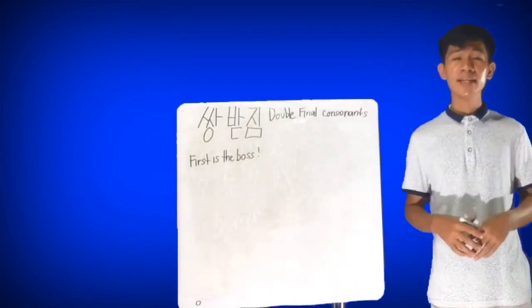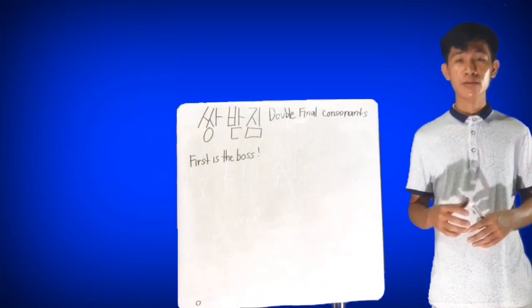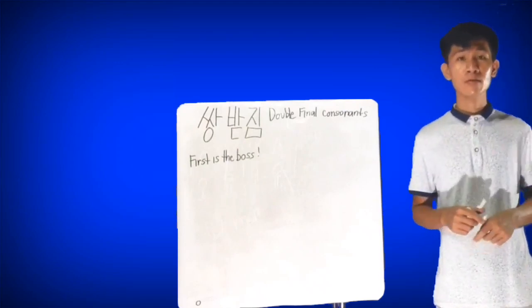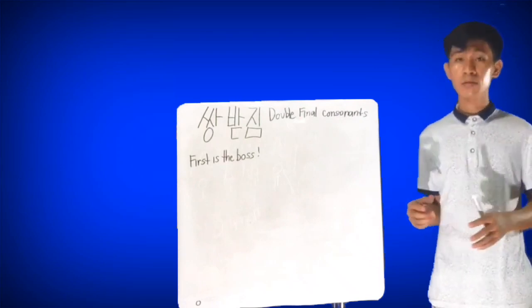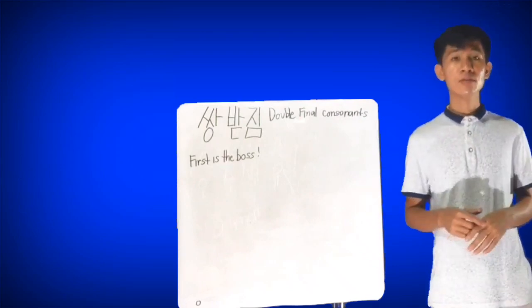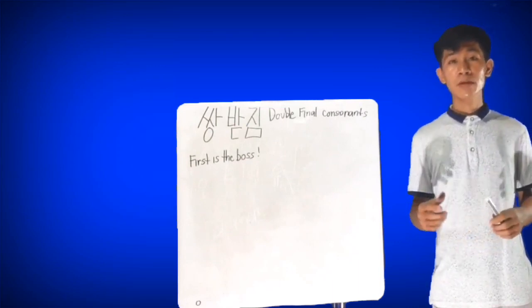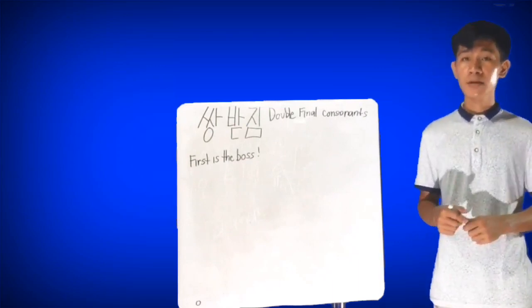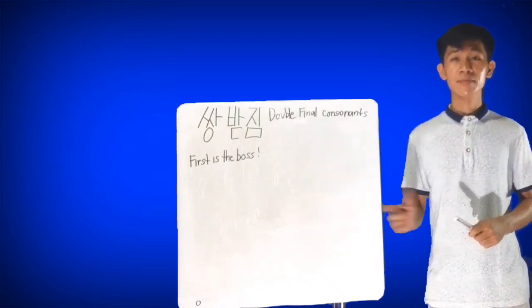So now finally, let's discuss the sangpachim or the final double consonant. These sangpachim are also a combination of consonants, but these pachims are only placed in the last position or the final position of the syllable. So let's group them into two. The first group is the first-is-the-boss group. So let's have the pachims.